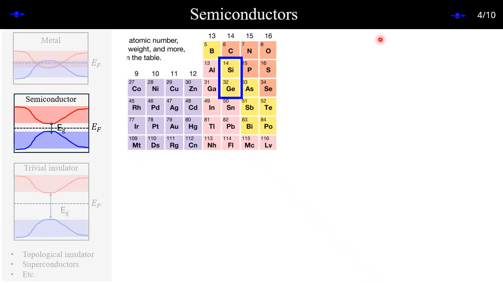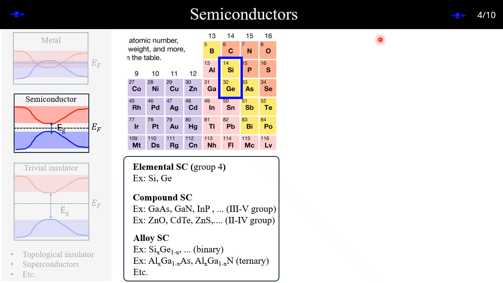So this is the focus, silicon and germanium. These are elemental semiconductors. You understand what element means. But these are not the only options. If you see this, it is group 4. It has a valence of 4. Silicon and germanium are in the sweet spot.